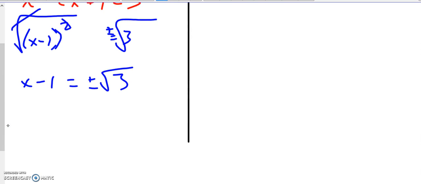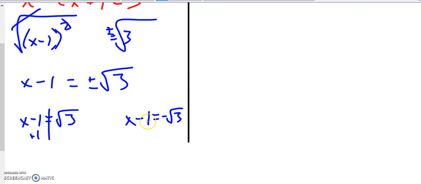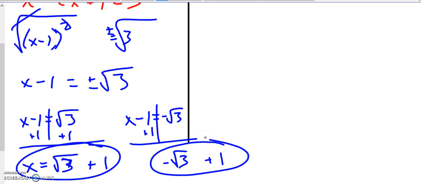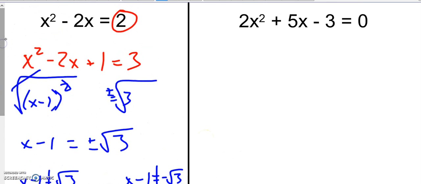Your two cases: x minus 1 equals positive square root of 3, and case 2, x minus 1 equals negative square root of 3. You could get the decimal, you'd have to approximate, but one thing you could do here is just leave it as x equals square root of 3 plus 1. And then on this side, negative square root of 3 plus 1 would be your other answer. So those are the irrational answers. Okay, so that's how we would use completing the square.